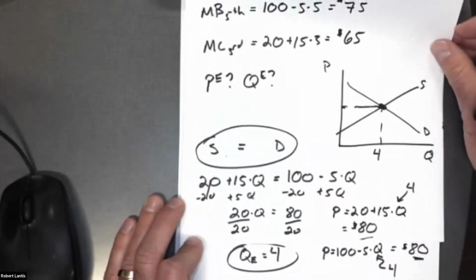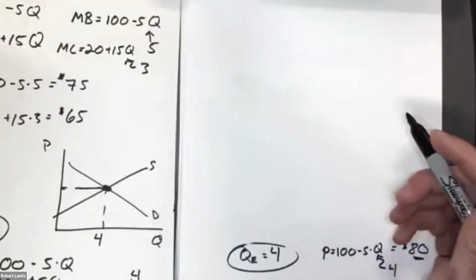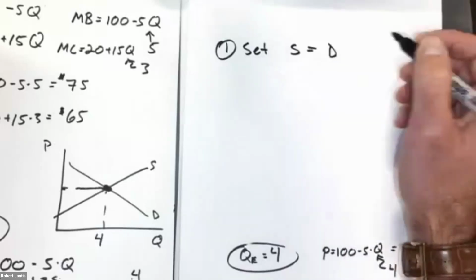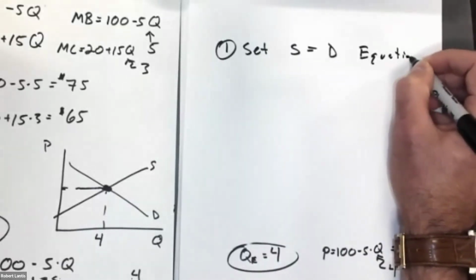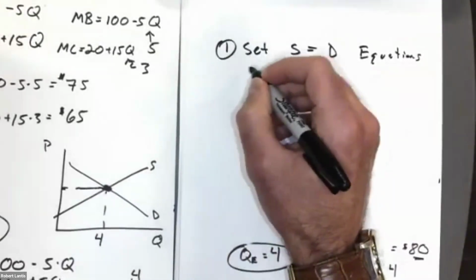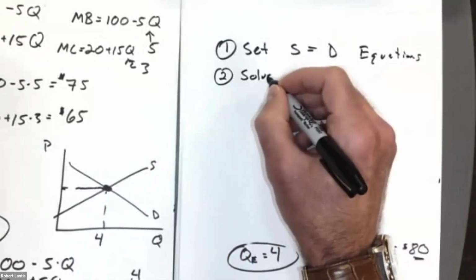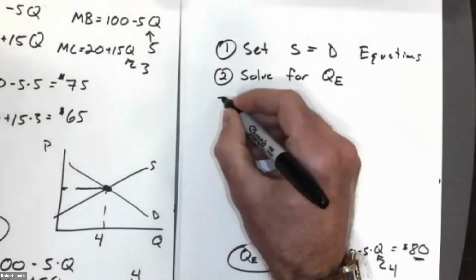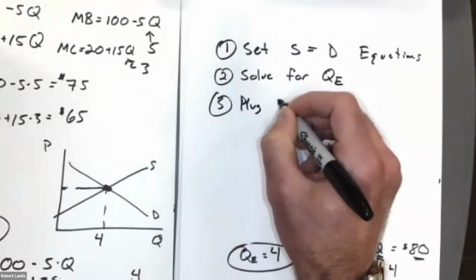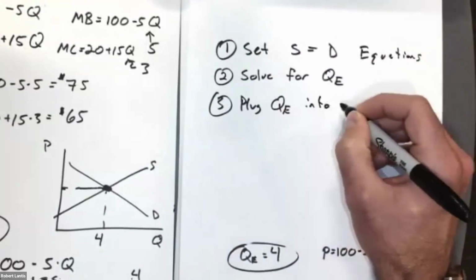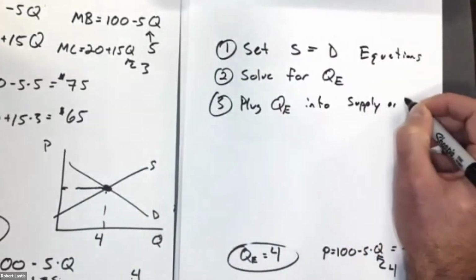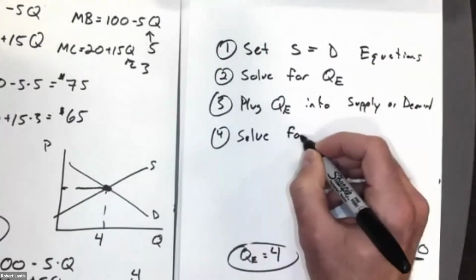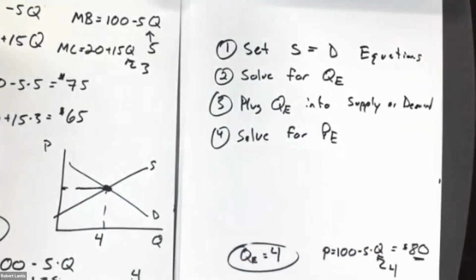So if I ever ask you to find the equilibrium price and quantity, when I'm just giving you equations, the steps would be: set your supply and demand equations equal to each other. You're then going to do some algebra to solve for that equilibrium quantity. Once you have that equilibrium quantity, you're then going to plug it into either your supply or demand equation. And then, right, now you have all the values you can solve for that equilibrium price. Okay.